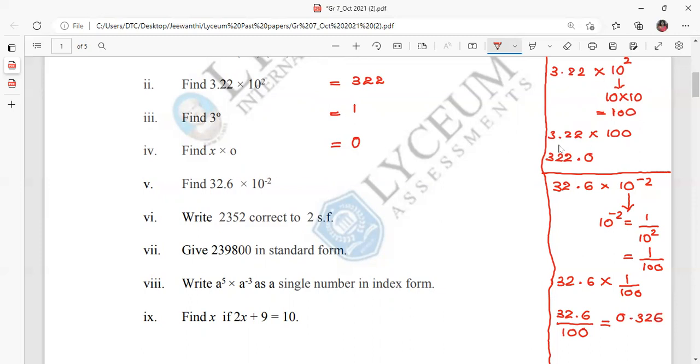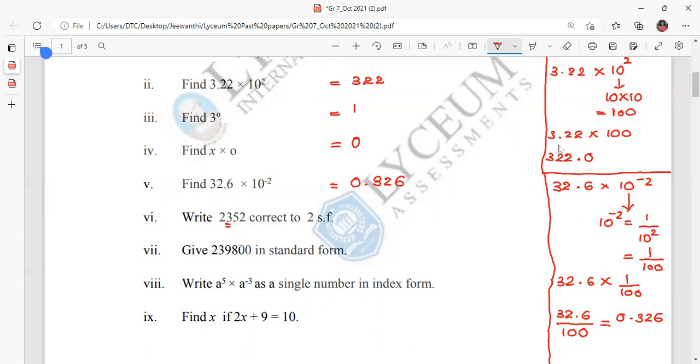0.326. So, what I do, I bring the answer like this, 0.326. Right, the next one, the significant figures. Now you want to correct this given number to the second significant figure. What is the second significant figure here? So this is the second significant figure.